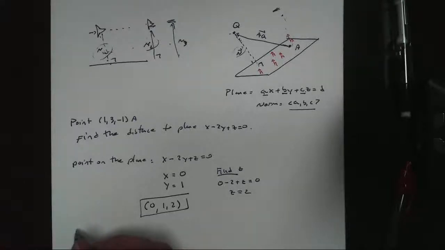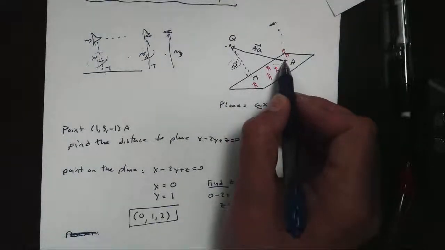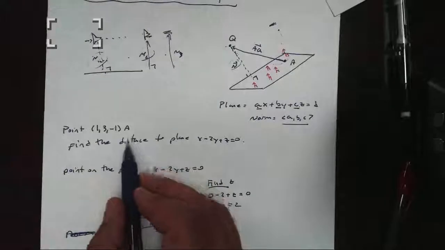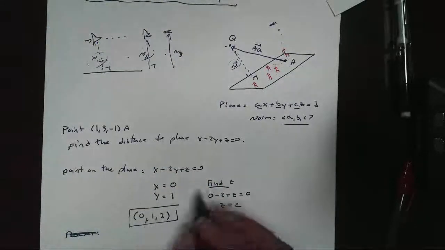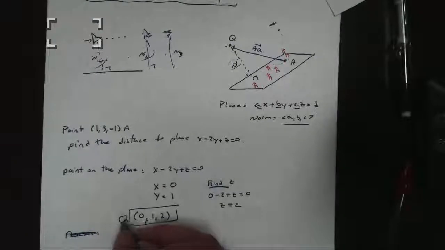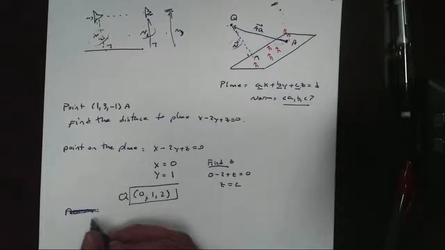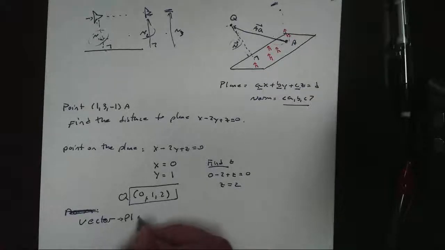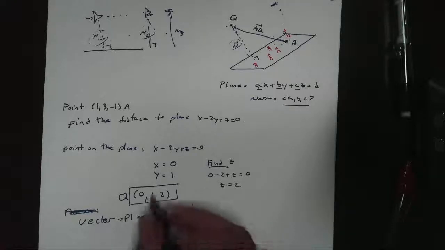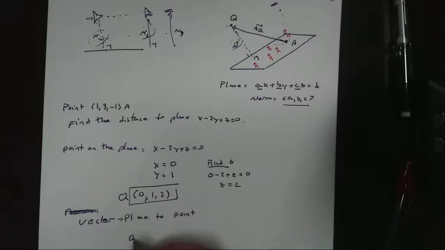Next, we need the norm of the vector. Well, to get the norm of the vector, we don't need the norm. We're going to have to find the vector AQ. So we're going to find the distance between this point on the plane, which we'll call point Q here. Doesn't really matter what we call it. I know it doesn't match up here; I kind of switched them around. But I want to find this vector from the plane to the point. So I'll call this vector QA.